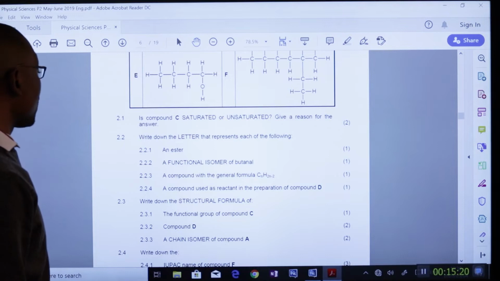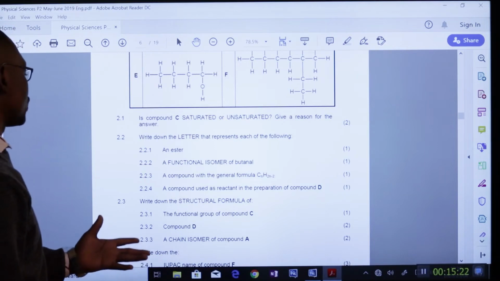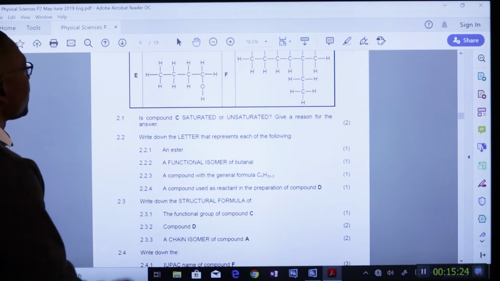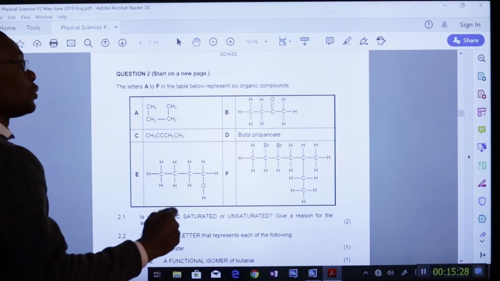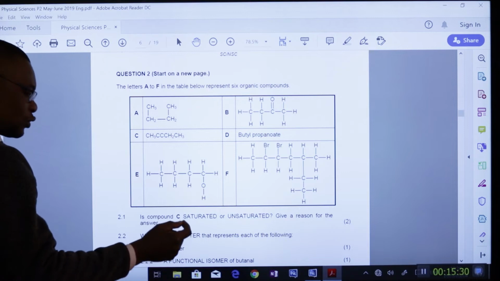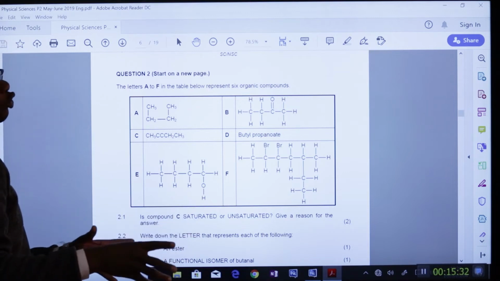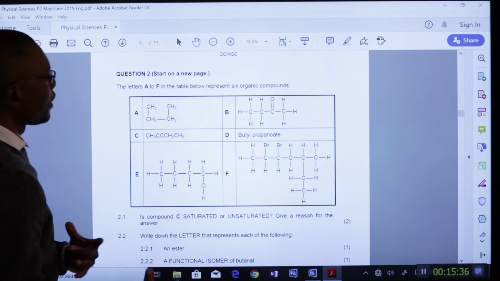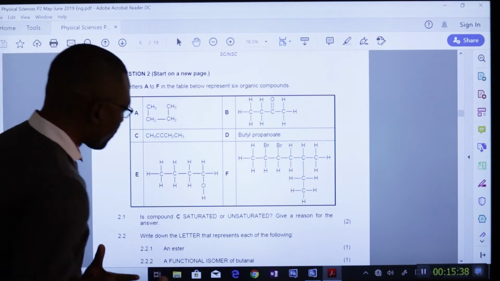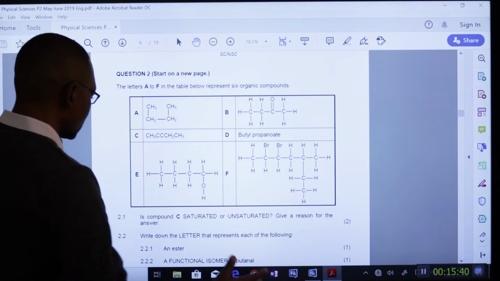Okay. Compound D. Define the structural formula of compound D. If you look at compound D, there it is. So it's a butyl propanoate. So there are two functional groups we are putting together here: a butyl and then a propanoate. Propane, it's a 3 carbon chain.